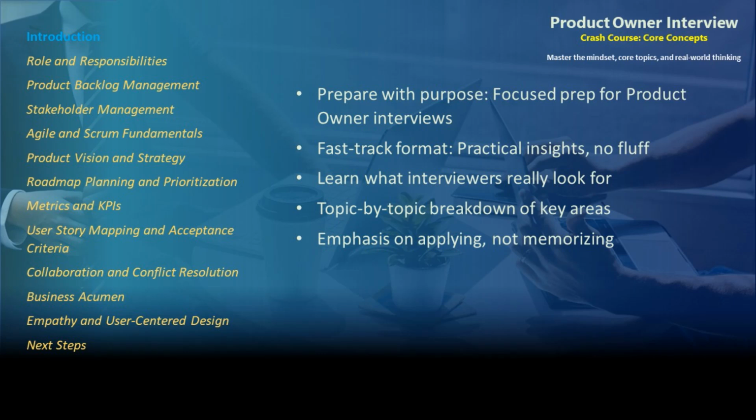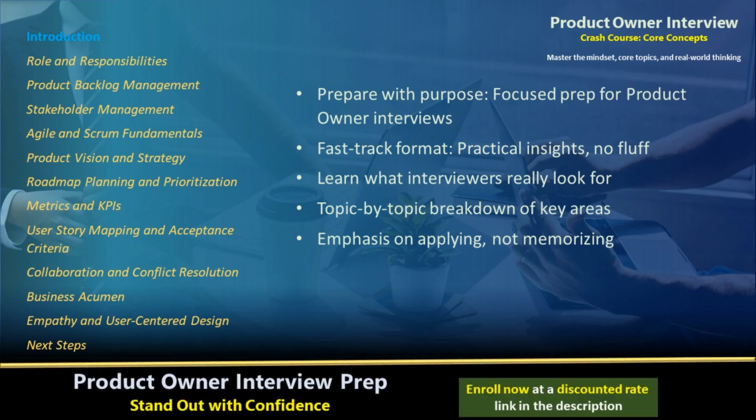We'll go topic by topic, covering what matters most, the core responsibilities, how to manage real world scenarios, and how to communicate your experience with confidence. Here are the key areas we'll be walking through in this session: role and responsibilities, product backlog management, stakeholder management, Agile and Scrum fundamentals, product vision and strategy, roadmap planning and prioritization, metrics and KPIs, user story mapping and acceptance criteria, collaboration and conflict resolution, business acumen, empathy and user-centered design.